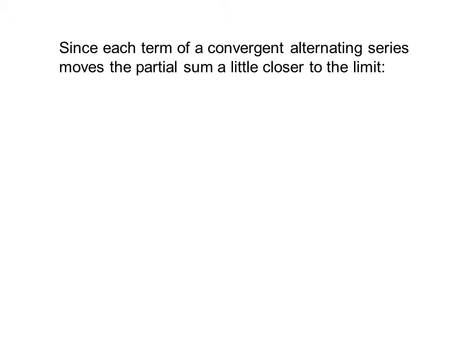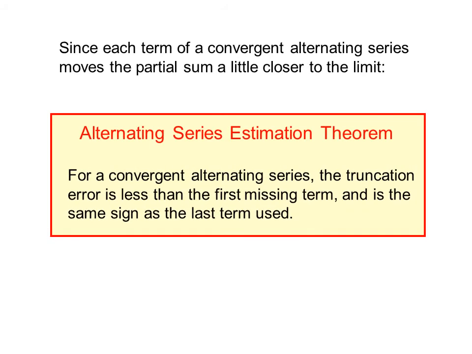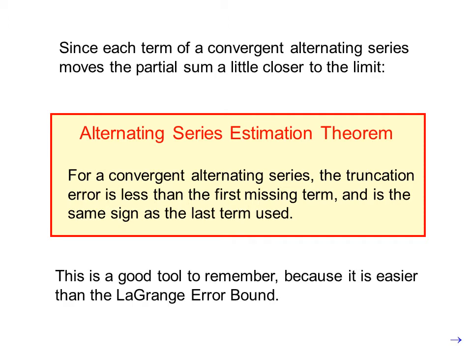Since each term of a convergent alternating series moves the partial sum a little closer to the limit, the alternating series estimation theorem tells us for a convergent alternating series, the truncation error is less than the first missing term and is the same sign as the last term used. This is a good tool to remember because it is easier than the Lagrange error bound.